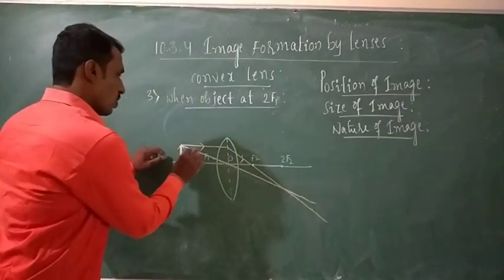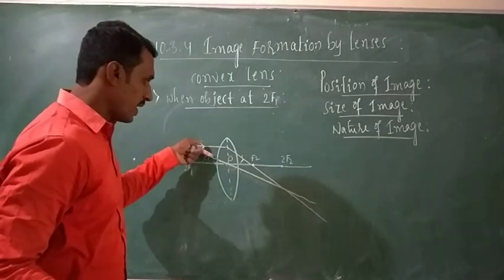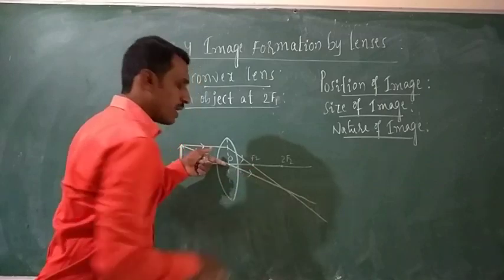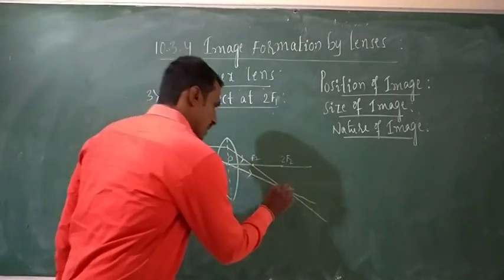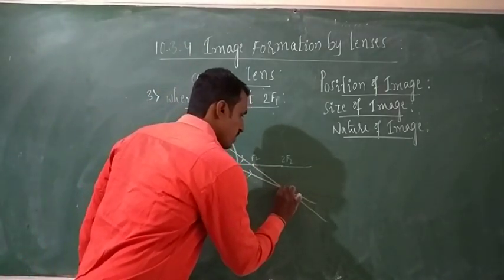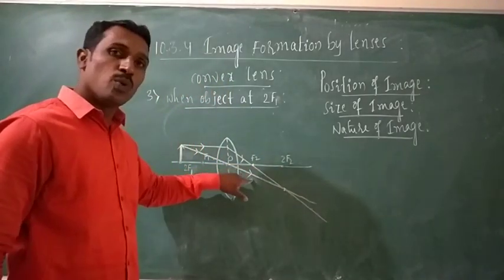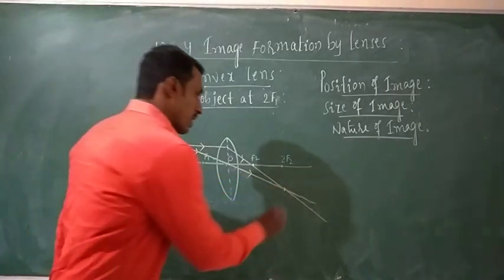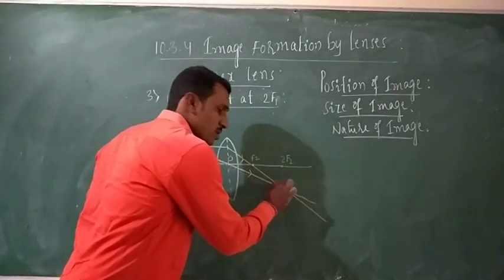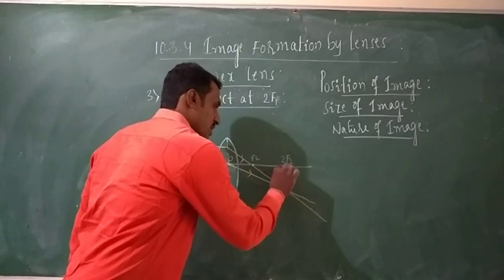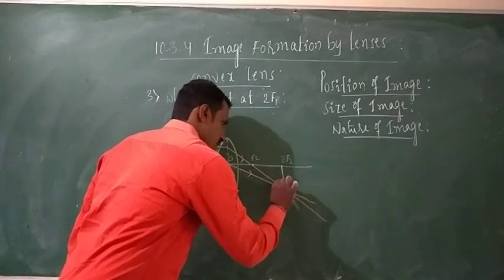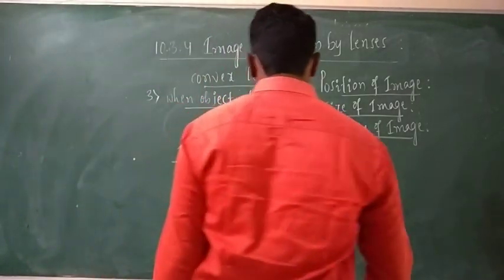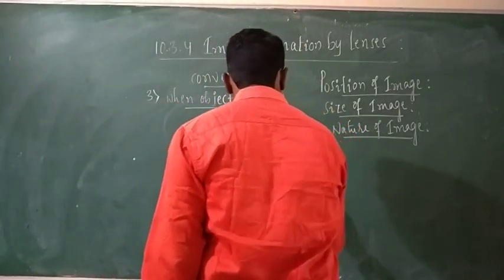Light ray passes through optical center. Second light ray, this is passing through optical center. After refraction, it remains undeviated. What do you mean by image? Where two refracted rays meet, at that point image is formed. Image is formed here because these two light rays are meeting at this point. Which kind of image is this?